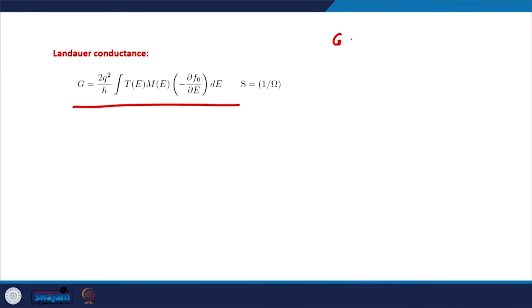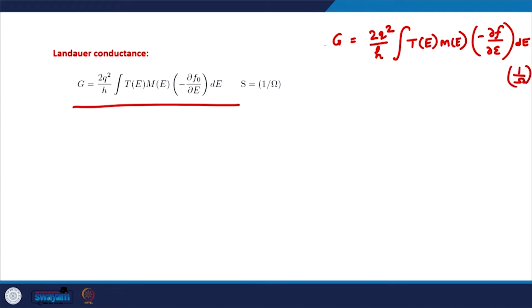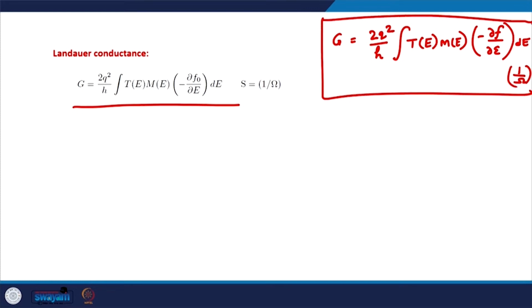So, we will start with this conductance formula, which is essentially 2q square by h integral of dE M(E) times minus del f by del E dE. The unit of this is 1 by ohm. This is the conductance of the device. Okay. So, this is where we will start our calculations.